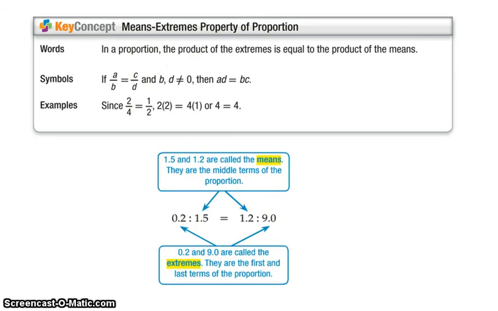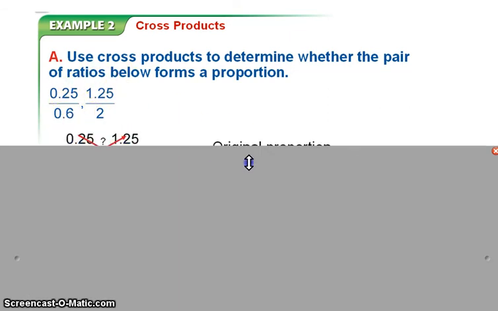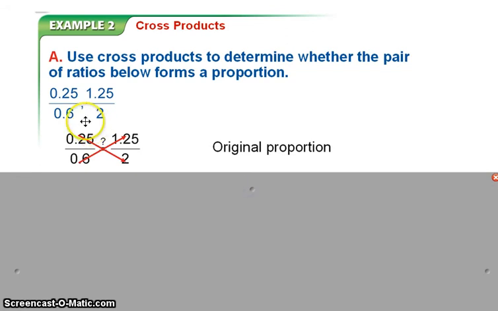Let's look at this property in action. It says use cross products to determine whether the pair of ratios below forms a proportion. Here we have two ratios and we want to see, do they form a proportion? So let's set them equal to each other. We go 0.25 over 0.6. Is that equal to 1.25 over 2? And we're going to use cross products.